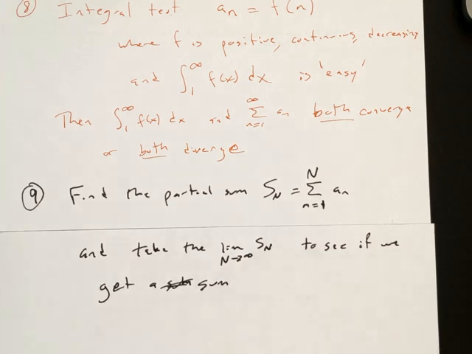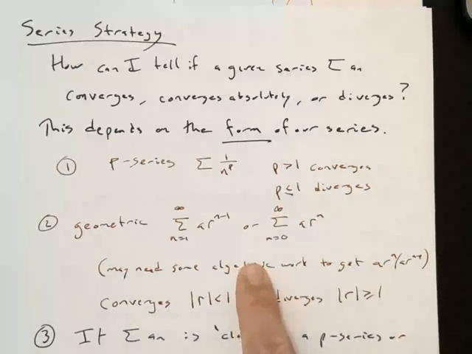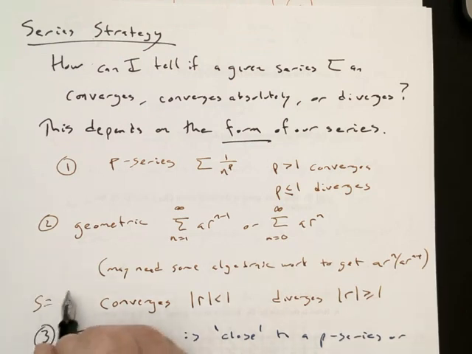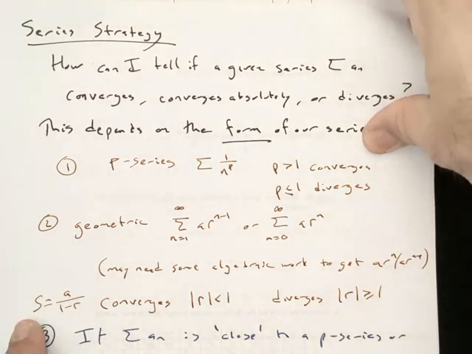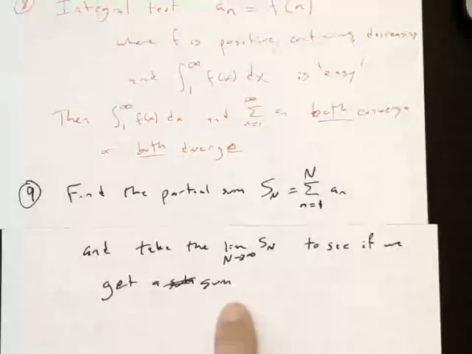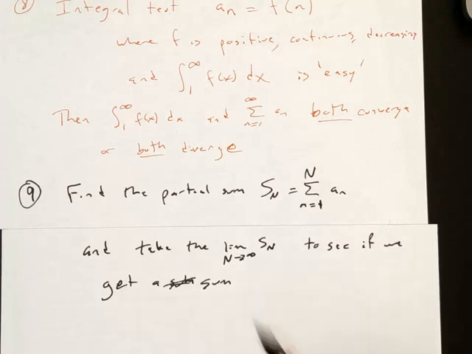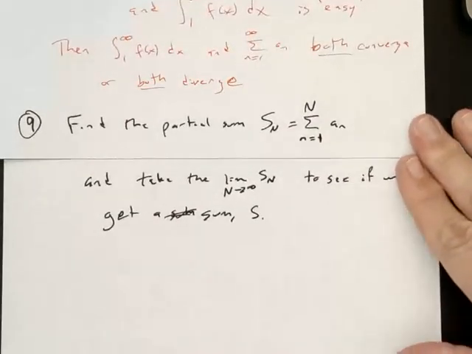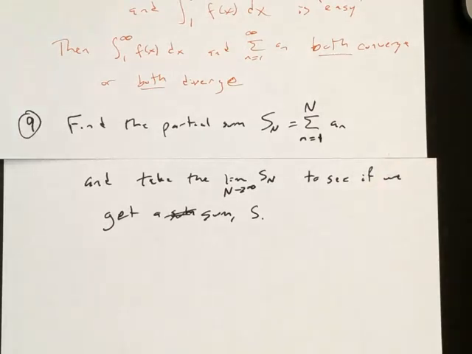In the geometric series, what was our total? I didn't write that one down. What is the actual sum of the geometric series? Almost. Not 1 over 1 minus r. It's a over 1 minus r. And since I call that S as my sum, I'm going to do the same thing here and get a sum S. Those are the only two ways we can actually get a total. Everything else just tells me, does it converge or does it diverge? It doesn't actually tell me what it converges or diverges to.